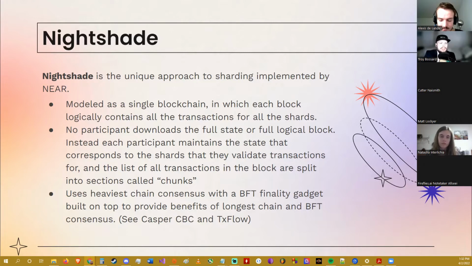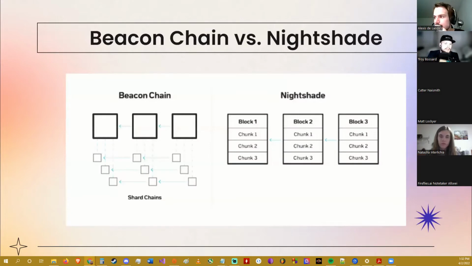Nightshade uses heaviest chain consensus with a Byzantine fault-tolerant finality gadget built on top. This provides some of the best of both worlds in terms of longest chain consensus and Byzantine fault-tolerant consensus. It attempts to gain some of the benefits of both of those things. That brings us back to the beacon chain versus Nightshade.